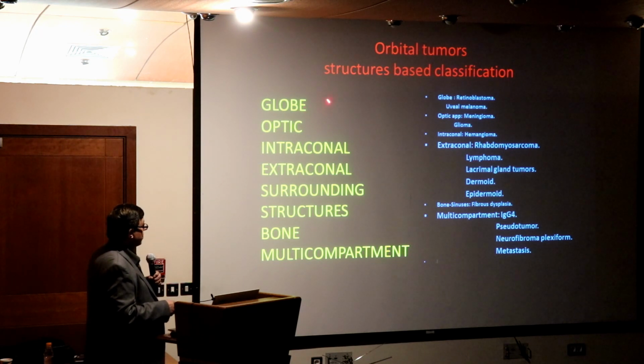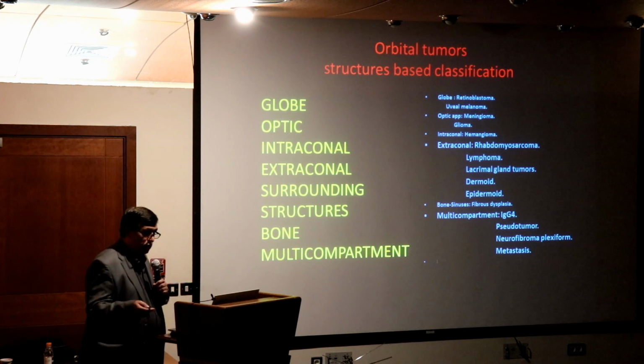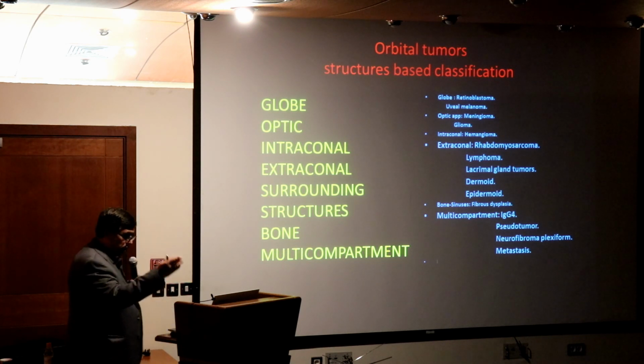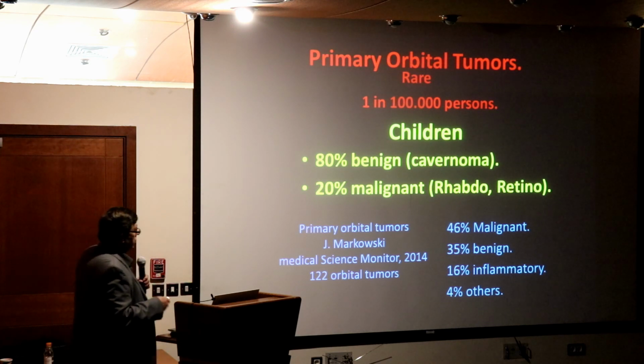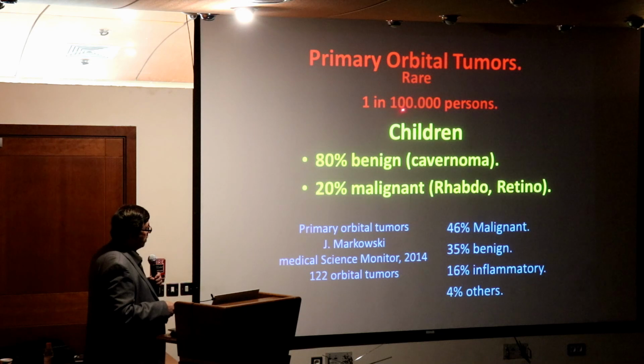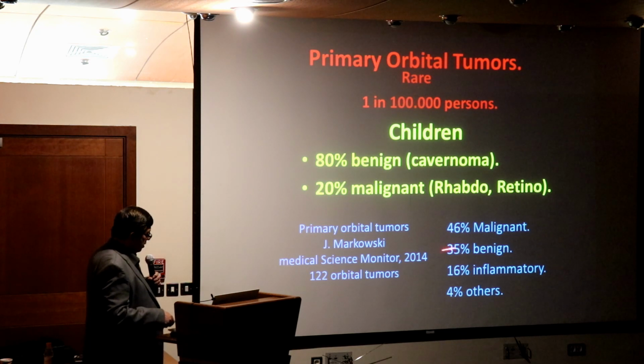If you think about tumors, then you can think about the structures. What are the tumors that arise from the globe? What are the tumors that arise from the optic apparatus? What are the tumors intraconal or extraconal? What are the tumors that come from the surrounding structures? What are the tumors that come from the bone? And what are the tumors that affect multiple compartments? So this is a way of thinking about these orbital tumors. If we think about these tumors, they are rare, 1 in 100,000 persons, and in children, 80% are benign, 20% are malignant. In adults, it's a little bit different. It's almost the same, almost.